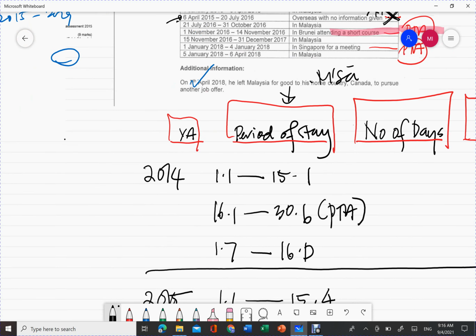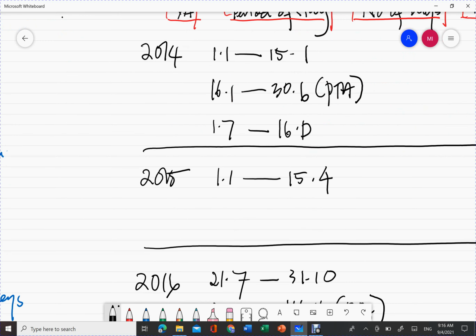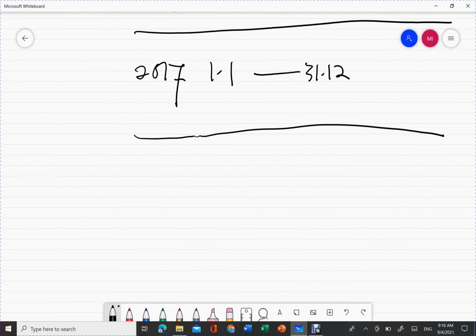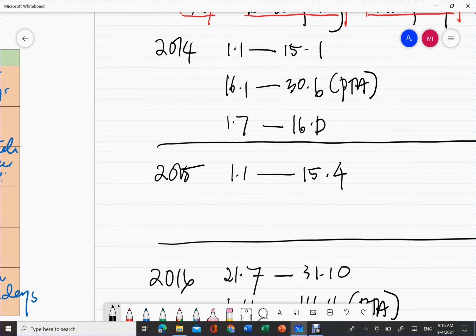Ada lagi ke information? Okay, lepas tu kita ada sama juga 1st January until 4th of January he was in Singapore for a meeting. Dia dekat Singapore untuk meeting. Jadi kita akan tulis permitted temporary absence yang ni. This is for year 2018. 1st January until 4th of January. Put it in bracket. Permitted temporary absent followed by berapa hari bulan? Saya tak ingat dah.